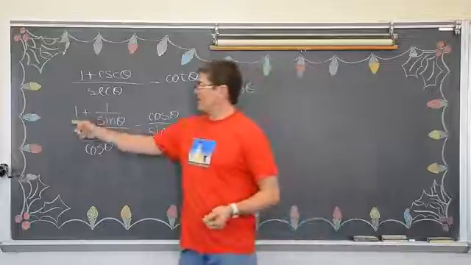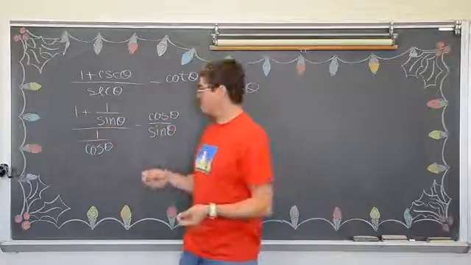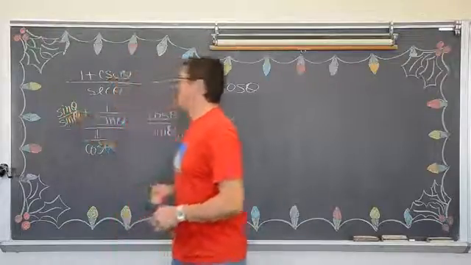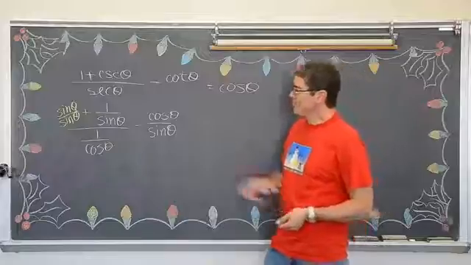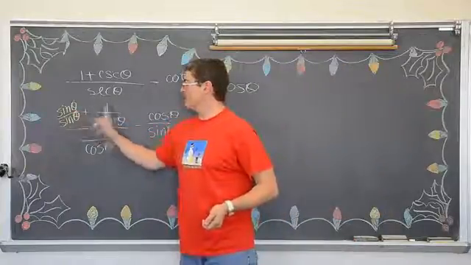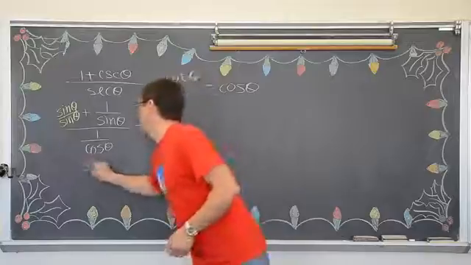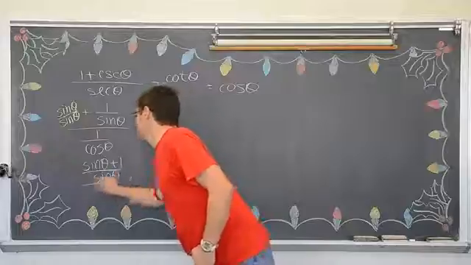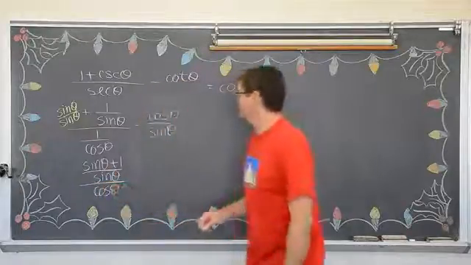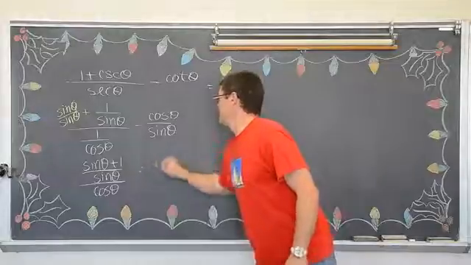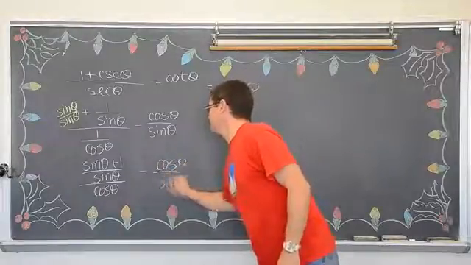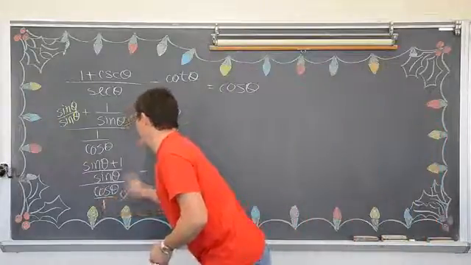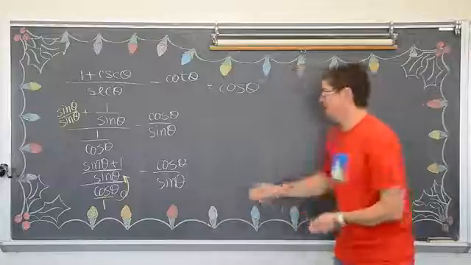So we're going to find a common denominator between 1 and sine, which is going to be sine. So we're going to multiply this by sine theta on the top and bottom. And we got our common denominator now, so I'm going to do sine theta plus 1 over sine, over cosine theta, minus cosine theta over sine.